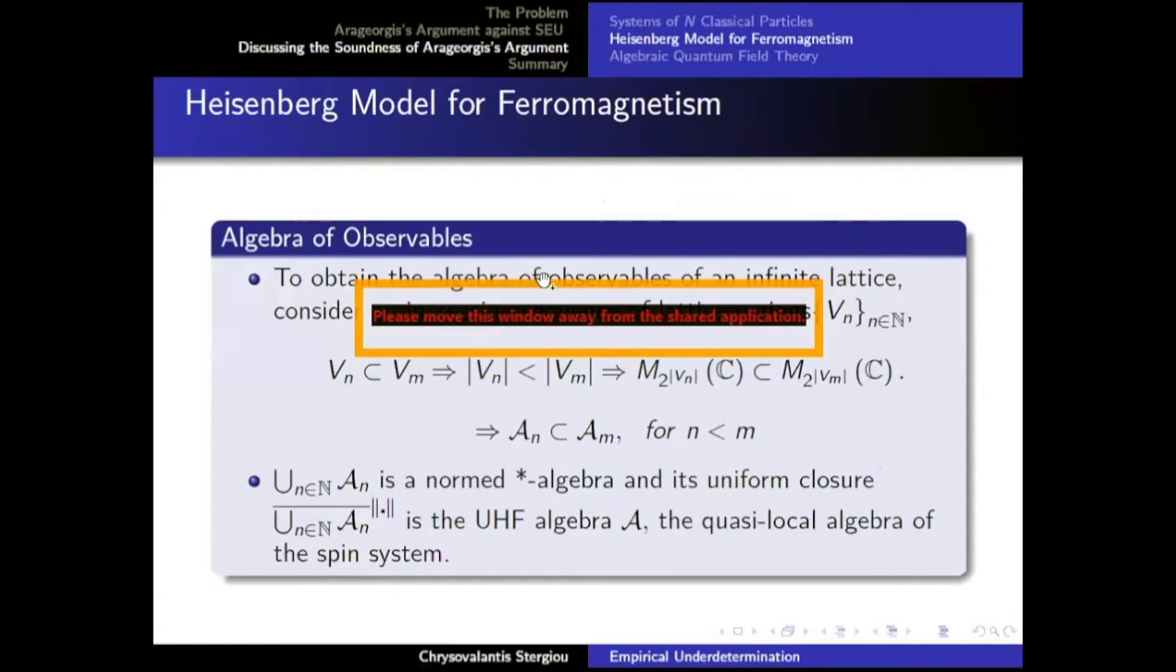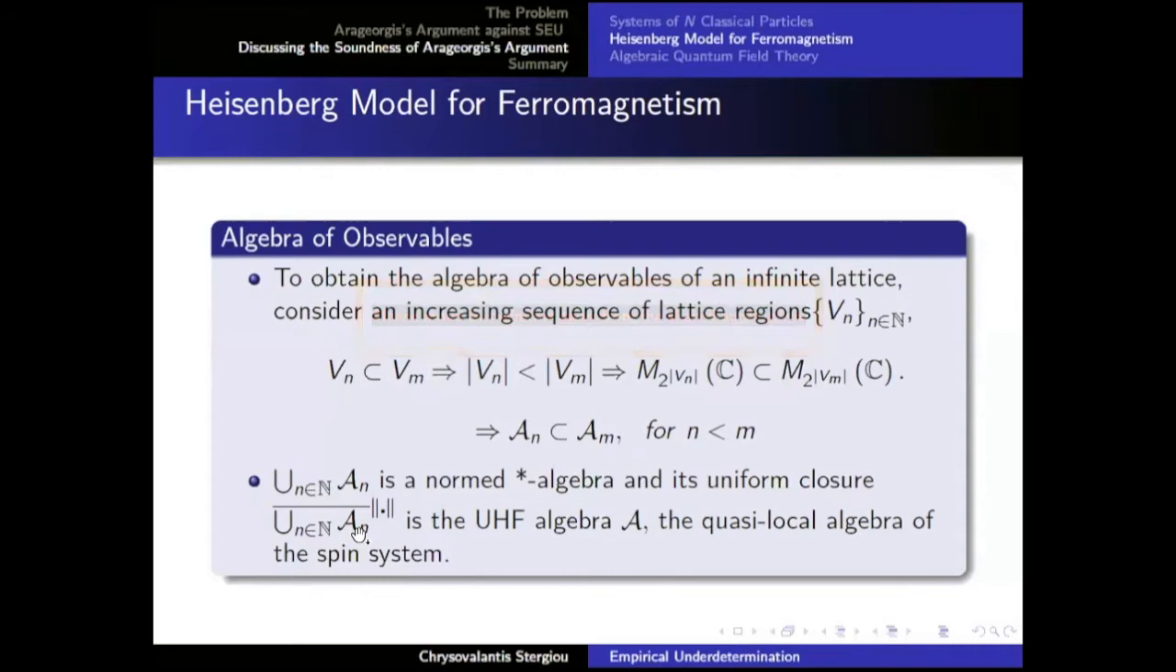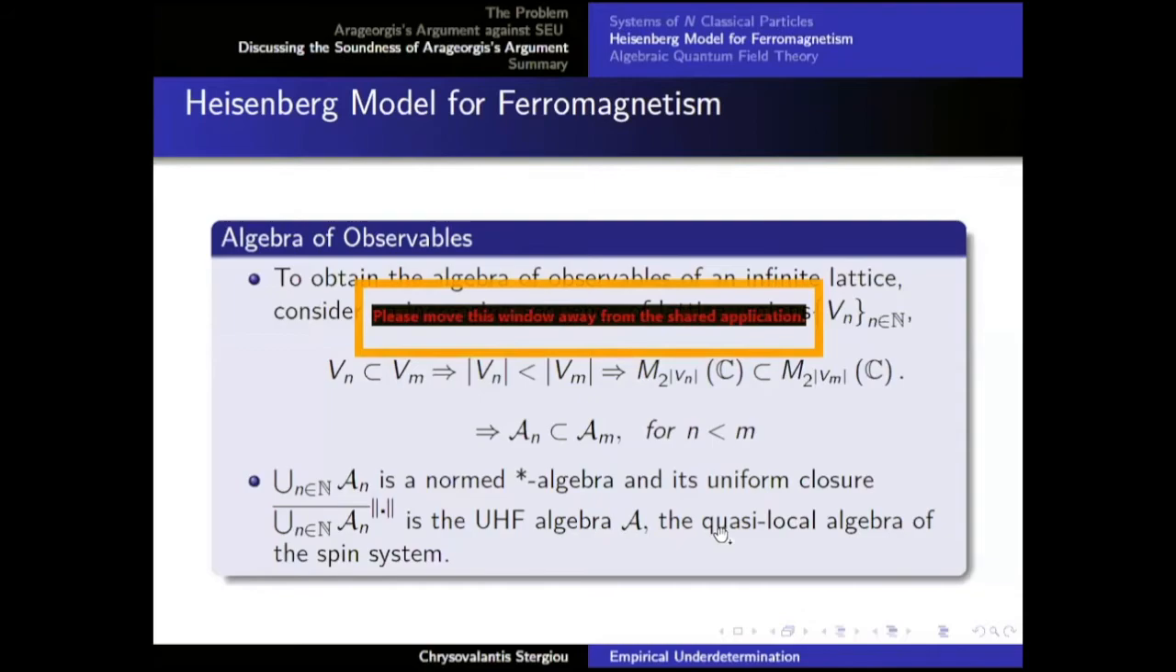To obtain the algebra of observables of an infinite lattice, we should construct a net. And in this net, to each finite region of the lattice that is included in another finite region, we have the same relation of inclusion between the algebras. The union of all local algebras is a normed star algebra, and the uniform closure of the union is a UHF algebra, an ultra high hyperfinite algebra. And this is the quasi-local algebra of the spin system.